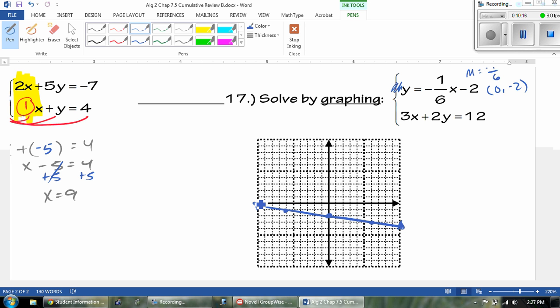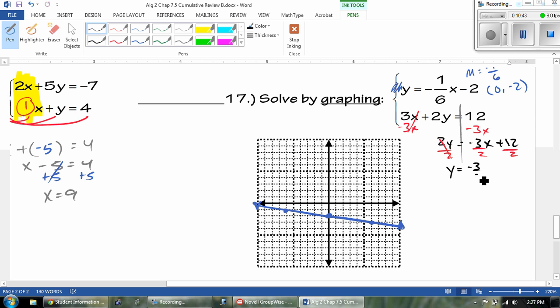Now, the next one, the 3x plus 2y equals 12, is not solved for y. So to do that, I'm going to subtract the 3x from both sides. And we get 2y equals negative 3x plus 12. And then to solve, I need to divide by 2. And we get y equals negative 3 over 2 x plus 6. So then I can see my slope is negative 3 over 2, and my y-intercept is 0, 6.